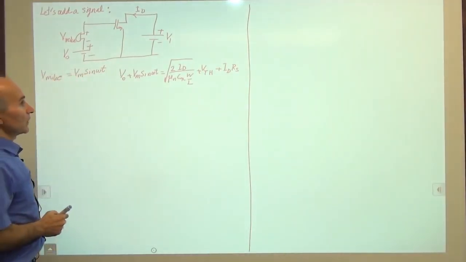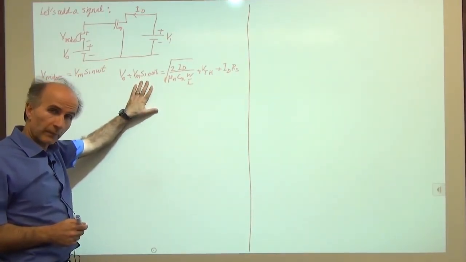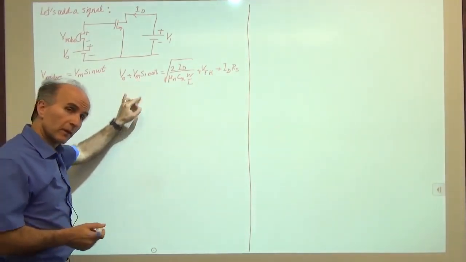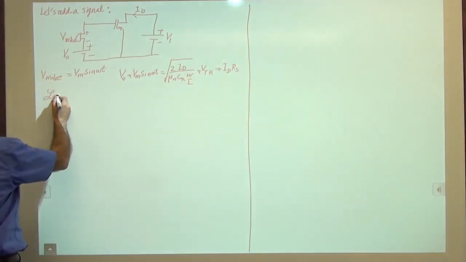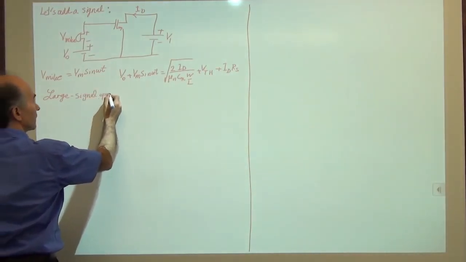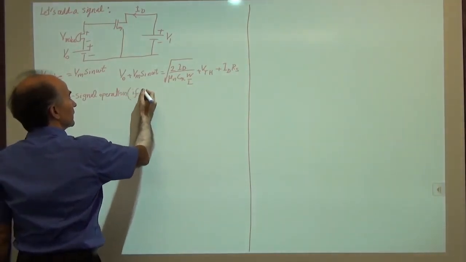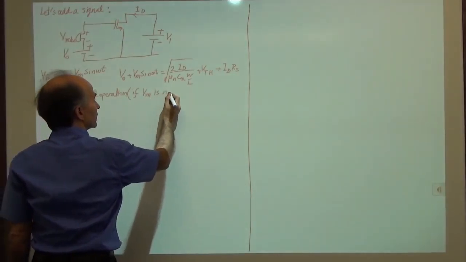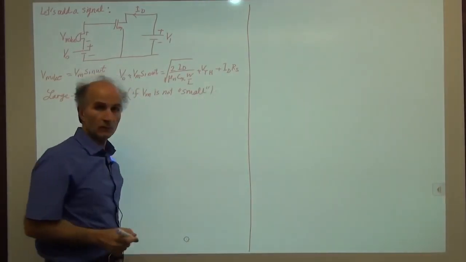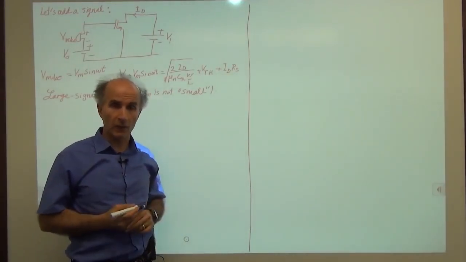All right. So this is what we call large signal operation. Why? Because I never mentioned whether this VM is small or not. So in the general case, it might be large. So we say large signal operation if VM is not small. Now, we don't know what small means. Small with respect to what? But that's okay. For now, just assume it's not small.